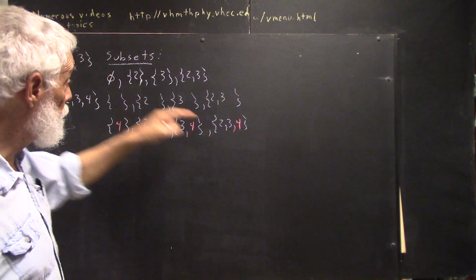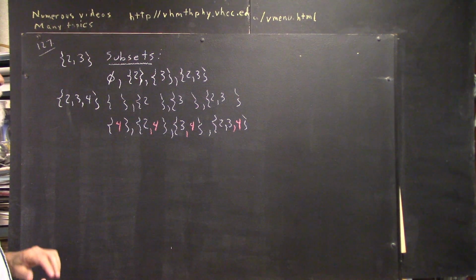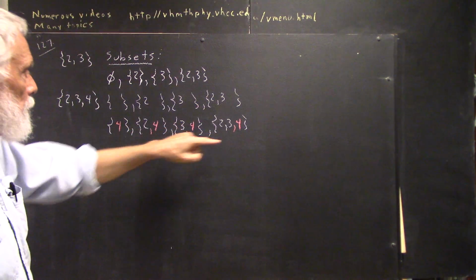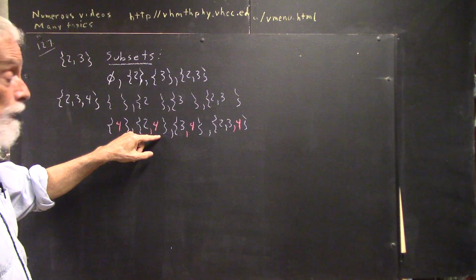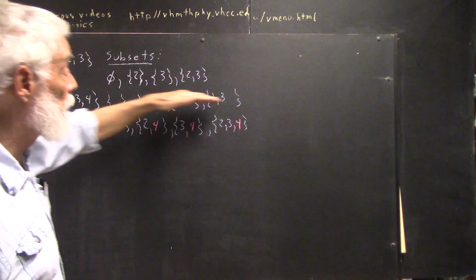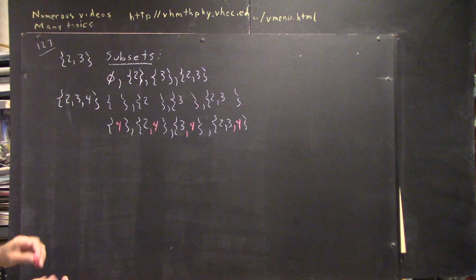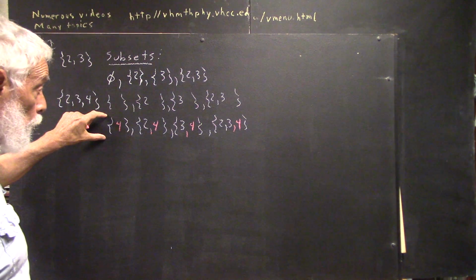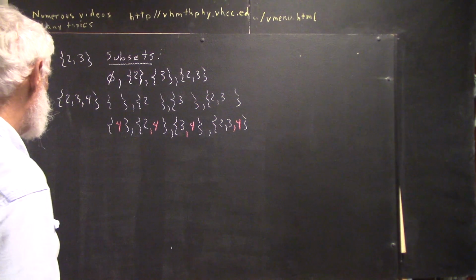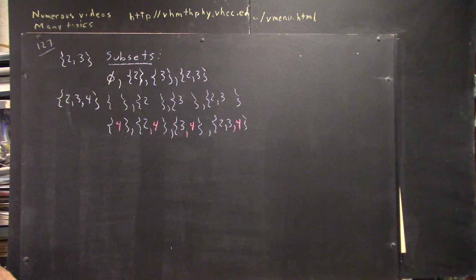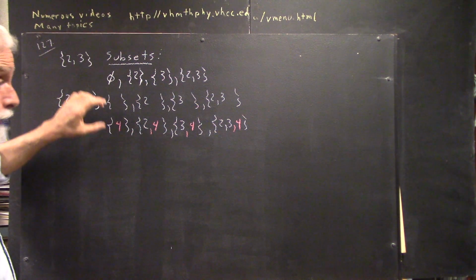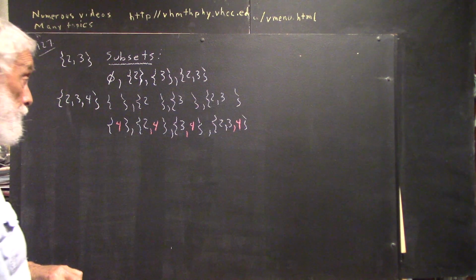None of these sets are equal to these sets because each of these sets contains 4. So none of these sets can be equal to any of these sets because none of these sets do contain 4. So we have 4 new sets. Now it's clear from the way we listed this that we've doubled the number of sets.